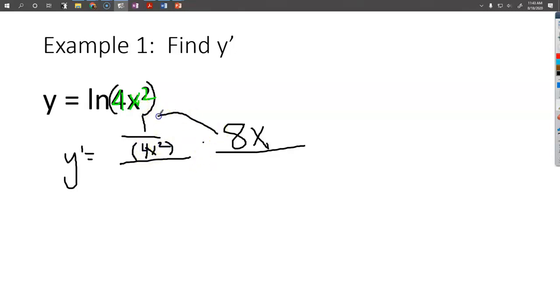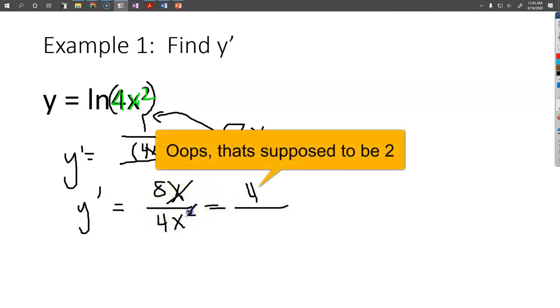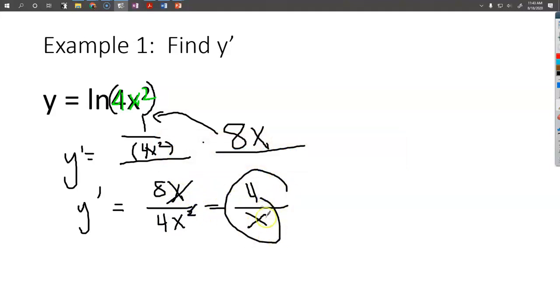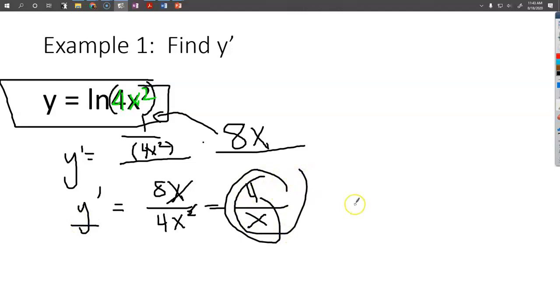Okay, so we're going to multiply the 8x to the top. And we're going to reduce that, and then we'll be all done. So 4 goes into 8 4 times. And then this x on the top takes one of the x's on the bottom away. And there's our final answer, 4 over x. So the slope of this function can be found with the derivative, which is 4 over x. So for instance, what would the slope of this function be at x equals 5? It would be 4/5.